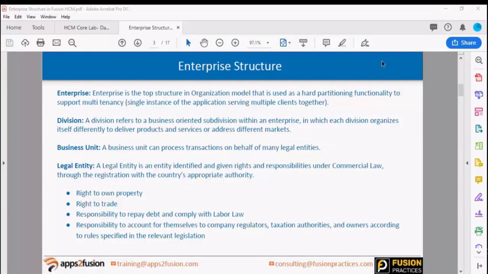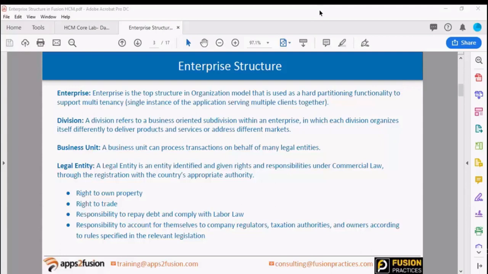So I was actually talking about enterprise. Enterprise is the topmost level of any company or organization. Whenever you create an enterprise, you enter details like the name of the enterprise, the code of the enterprise, the start date. Then you enter the primary industry for that organization. So all those details you enter while creating an enterprise.